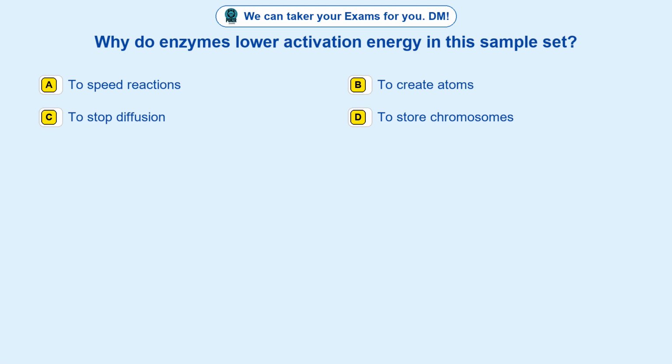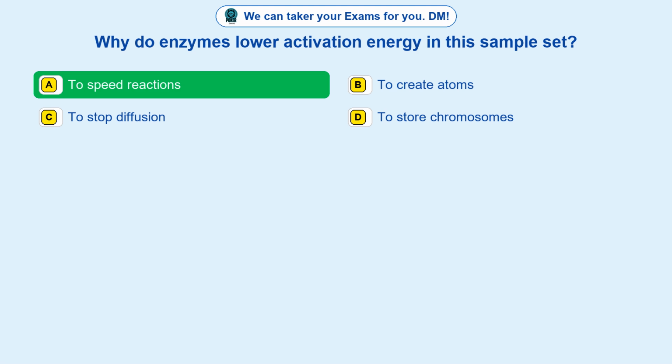Question 5. Why do enzymes lower activation energy in the sample set? Option A, to speed reactions. Option B, to create atoms. Option C, to stop diffusion. Option D, to store chromosomes. The correct answer is option A, to speed reactions.